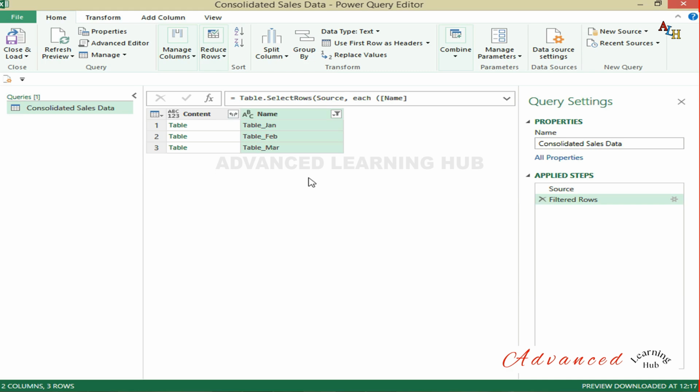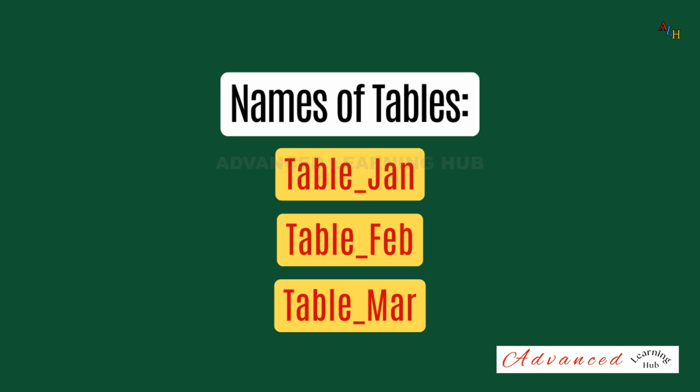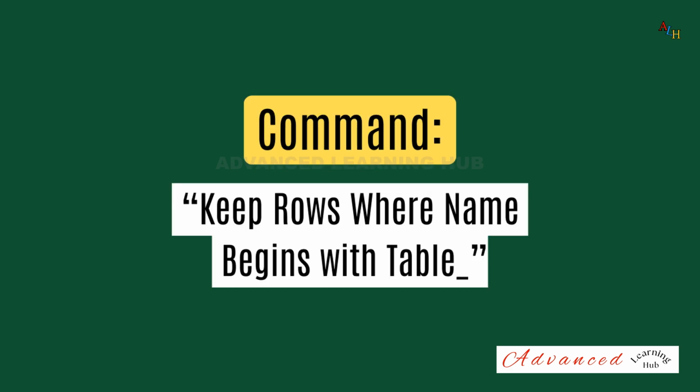Therefore, we need to set up our filtering, so that only the monthly sales tables are appended, and all other tables are automatically excluded. As you can see, all monthly sales tables begin with table underscore, hence, we will instruct Power Query to keep rows where the name begins with table underscore. In this way, all other tables that do not begin with table underscore will not be appended.